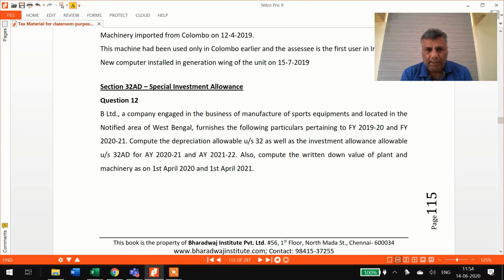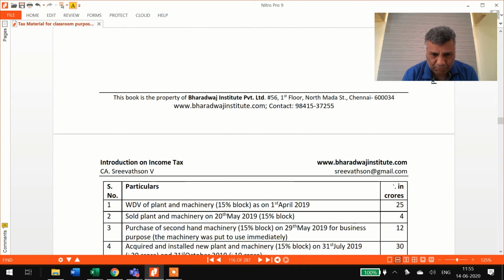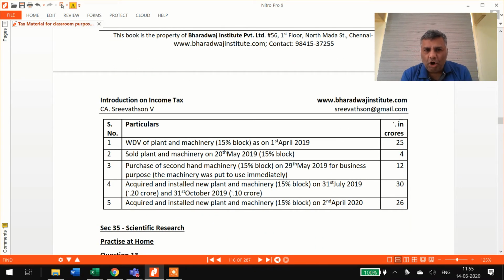Question number 12. B Limited, a company engaged in manufacture of sports equipment, located in the notified area of the specific state, furnishes the following particulars pertaining to 1920 and 2021. Compute the depreciation as well as investment allowance for 1920 and 2021. Also compute the written down values. Opening WDV on 1st April 19: 25 crores.